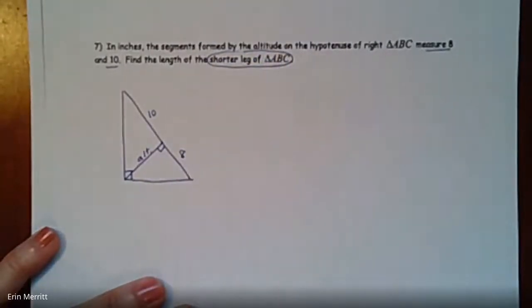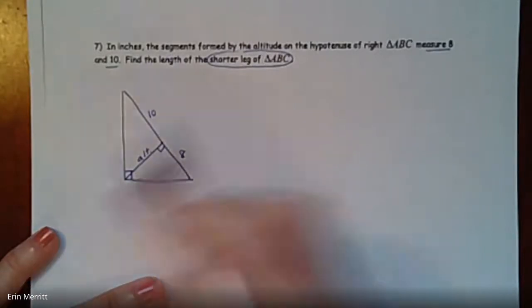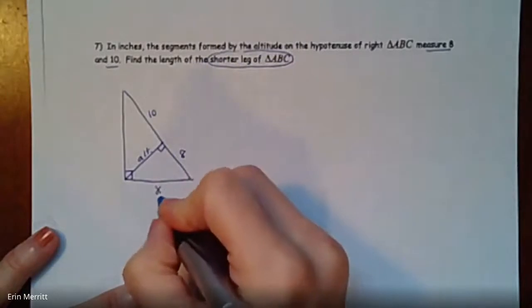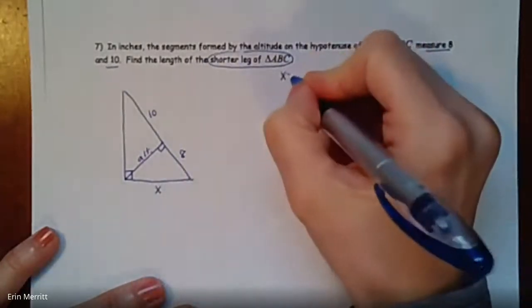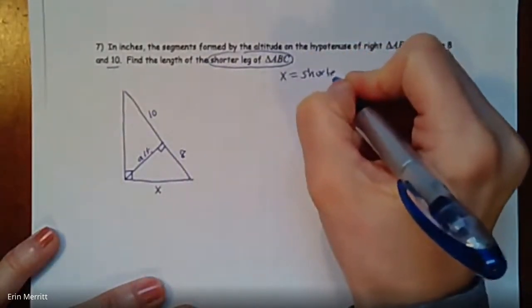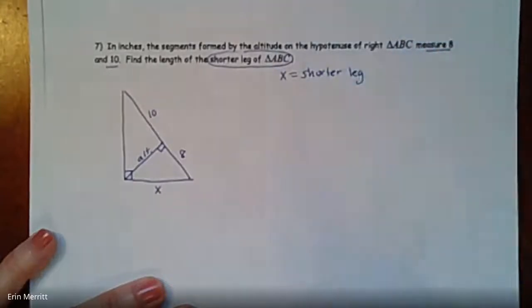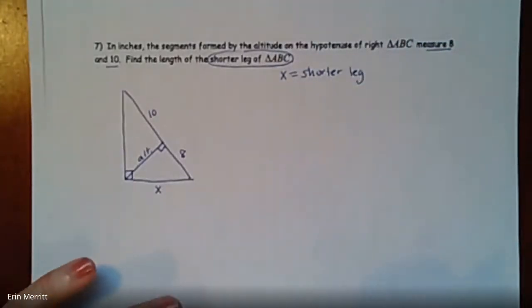Oops, I forgot to actually label it. Oh, I guess it doesn't really matter. So I'm not even going to bother labeling it. I'm just going to call this one X. So I'm going to say X is my shorter leg here.